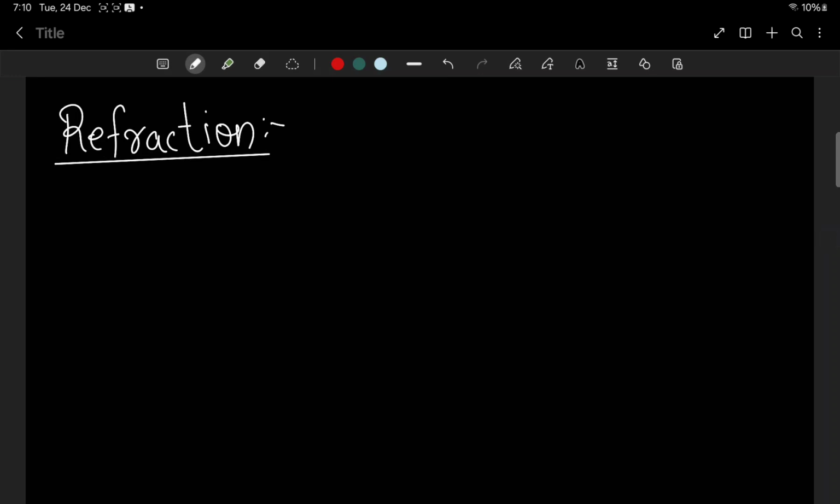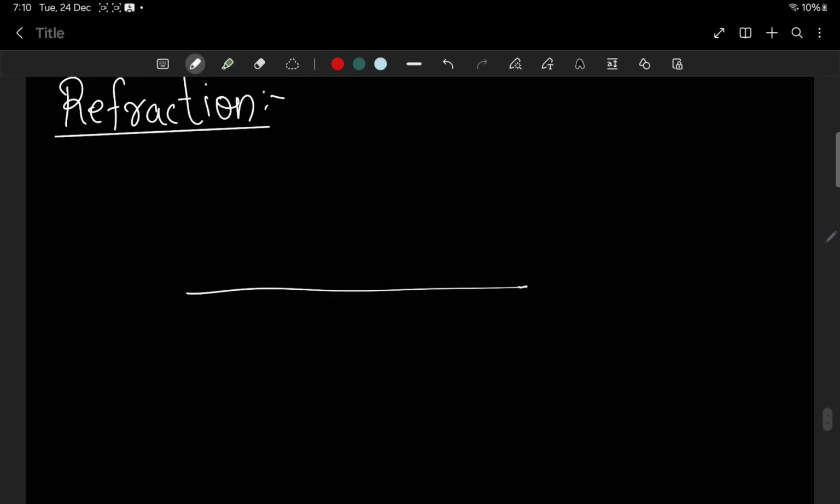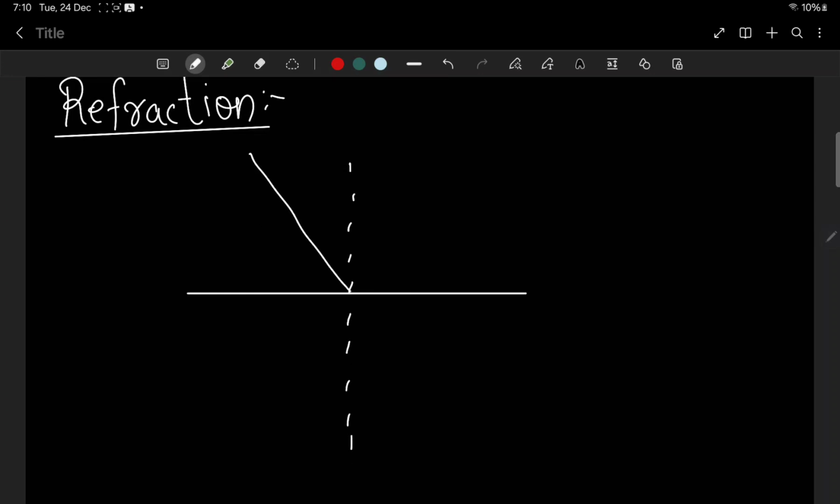So without much ado, let us go to the second part of ray optics, that will be refraction. This ray optics will take 2 or 3 videos to complete because it is a very long chapter, but an important chapter. First of all, you know what is refraction. When a light ray goes from one medium to another medium, the ray bends. The bending of the light ray when moving from a medium with refractive index mu1 to refractive index mu2 is known as refraction.